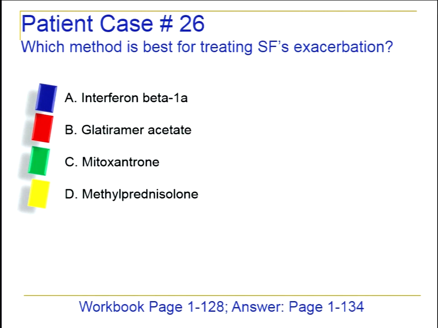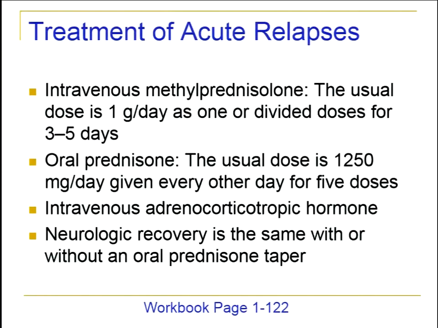I see some confident D's going up, and D is the right answer. So to treat exacerbations, we use steroids. We use corticosteroids. You can use IV. The usual dose is 1 gram a day. You can do it all at once, or you can divide it up for 3 to 5 days. And the patient should start seeing some improvement at least by day 2.